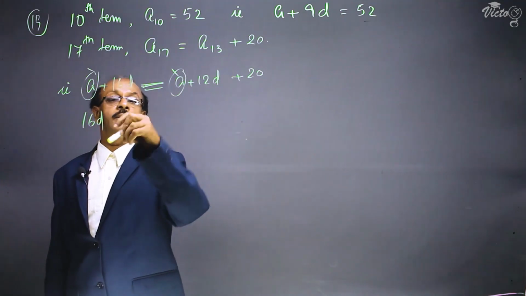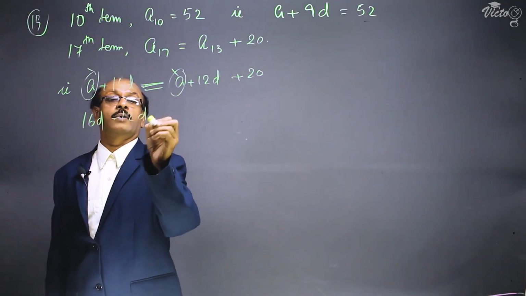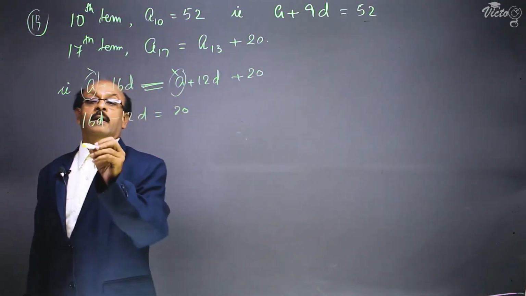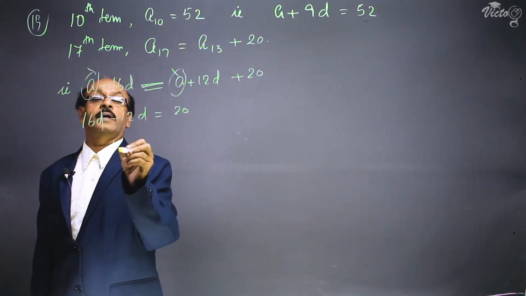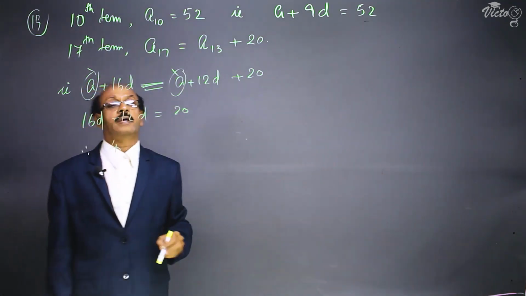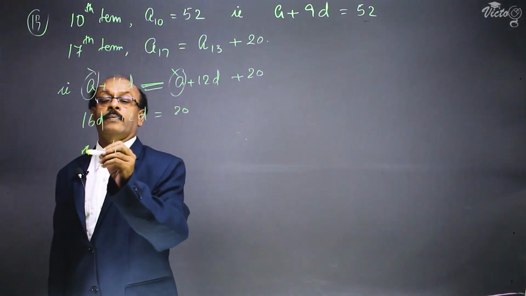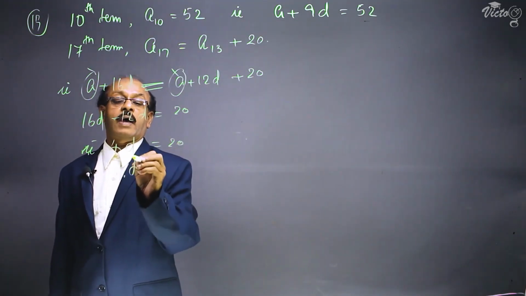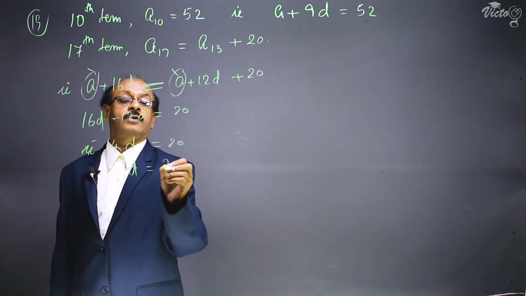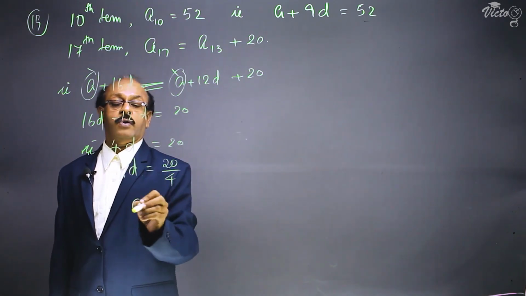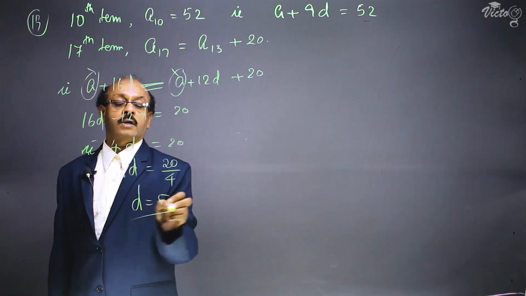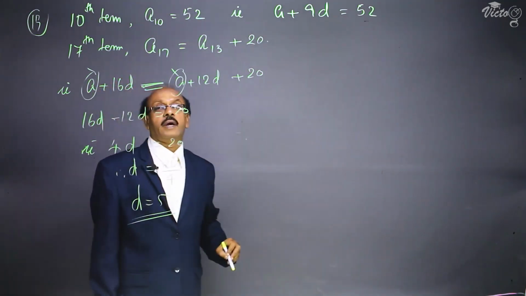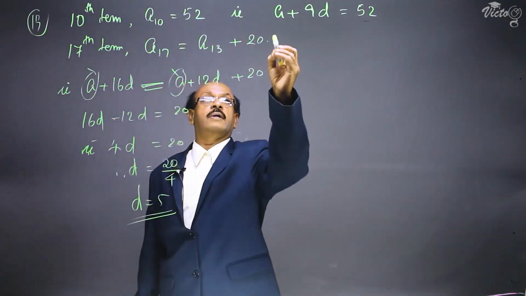16D, taking 12D to the left side, it is minus 12D, which is equal to 20. Therefore 16D minus 12D is equal to 4D. That is, 4D is equal to 20. Therefore, the value of the common difference D is equal to 20 divided by 4, which is equal to 5. 5 is the common difference.